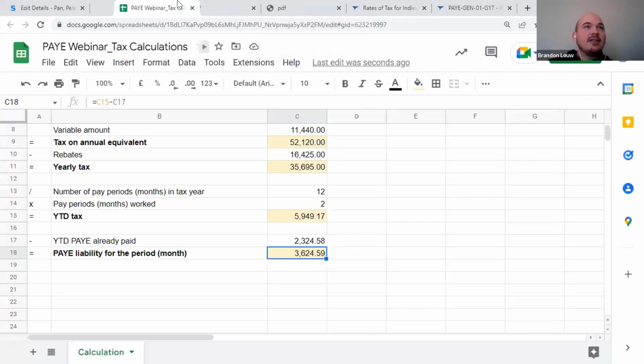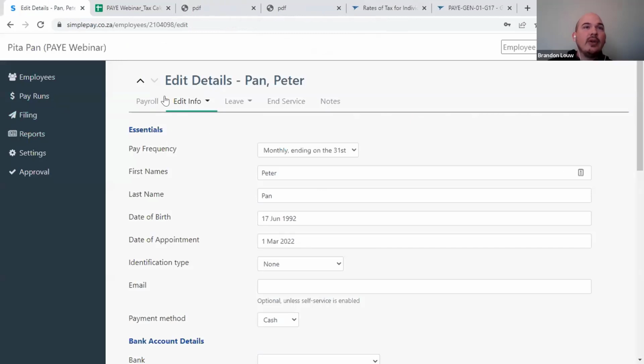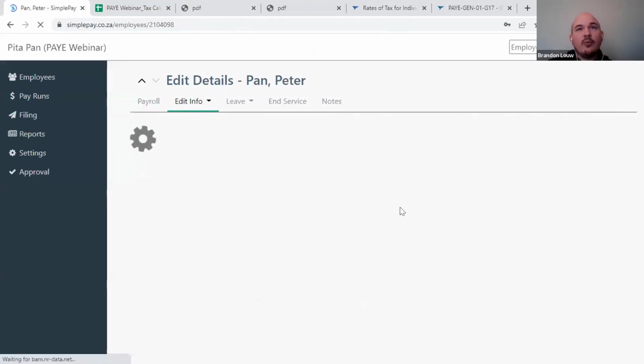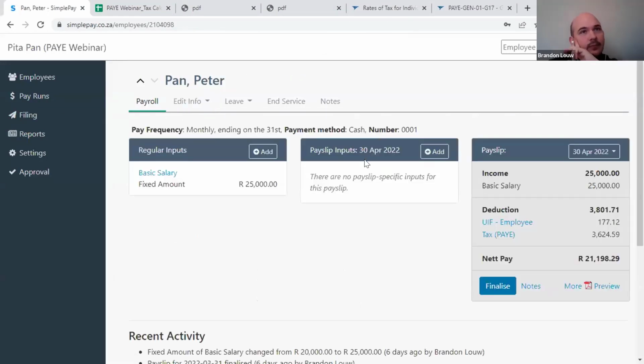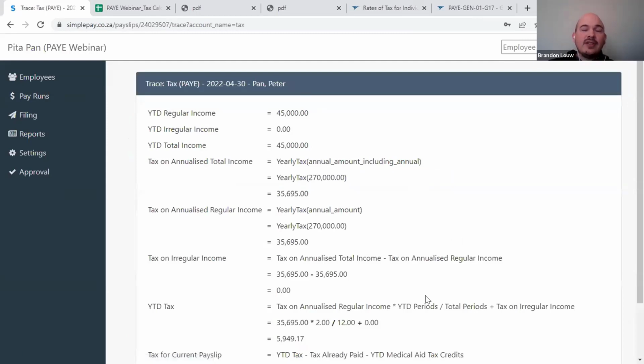Okay. Brandon, is there any way that on SimplePay that we can actually see this calculation? Absolutely, Darren. So if we go to an employee's payroll page, so we go to their profile, and you'll see I've navigated to the April payslip. And over here, you'll see that the tax PAYE item is a hyperlink. So it's in blue, which means that you can click on it, and that will take you to the tax trace. If I click on the tax trace, you'll see that, yeah.